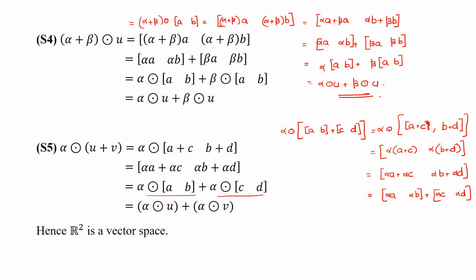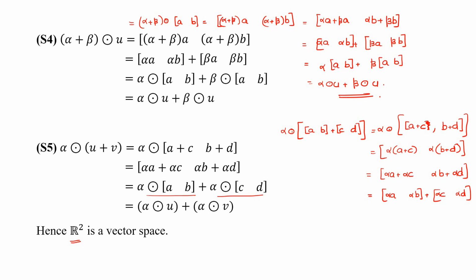Therefore, R2 satisfies all the properties of a vector space. So R2 is a vector space under regular matrix addition and scalar multiplication, where the set of all scalars we consider are real numbers.